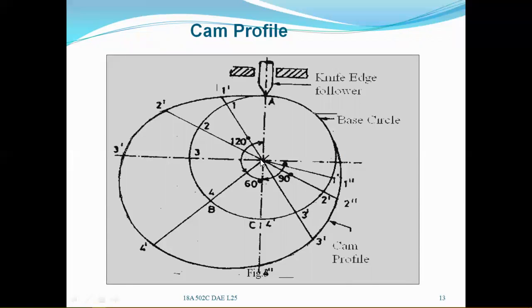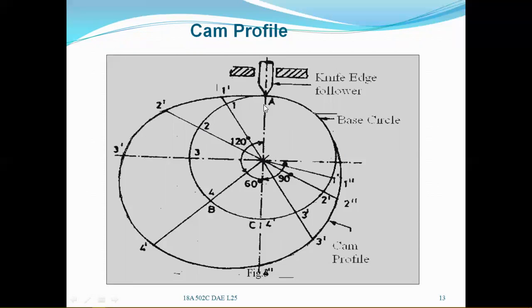So with 35 mm radius with center O, draw a circle, which is nothing but the base circle of the cam, and mark point O and also one point A. Draw a knife edge follower from point A, which has its axis passing through this point O. That is, the axis passing through the center of the cam.